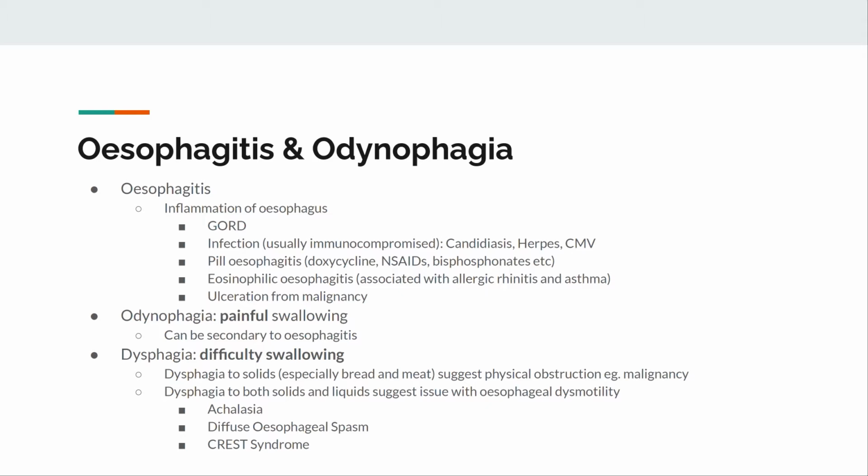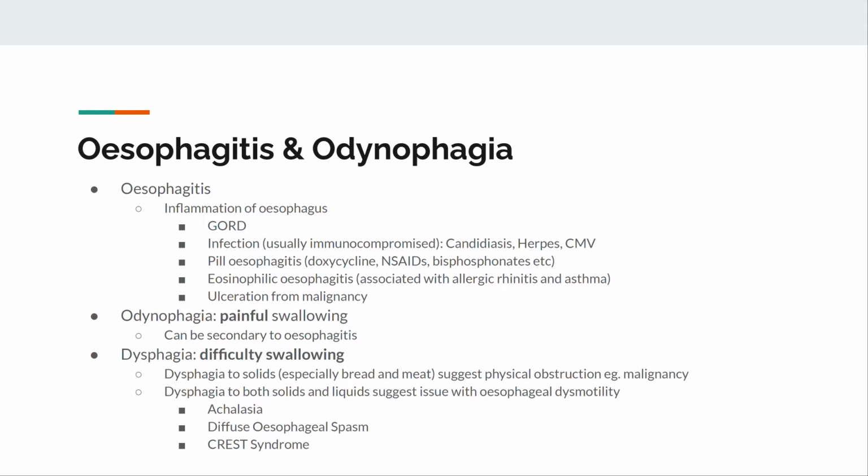So odynophagia is painful swallowing, which can typically be secondary to esophagitis, whereas dysphagia is difficulty with swallowing, not necessarily hurting, it's just that the food gets stuck and it feels like it's not going down properly. And there are two versions of that complaint because people eat and drink. So if they're having trouble just with eating, but drinking is okay, and especially with big chunky things like bread and meat in the past, that suggests that there's a physical blockage in the esophagus.